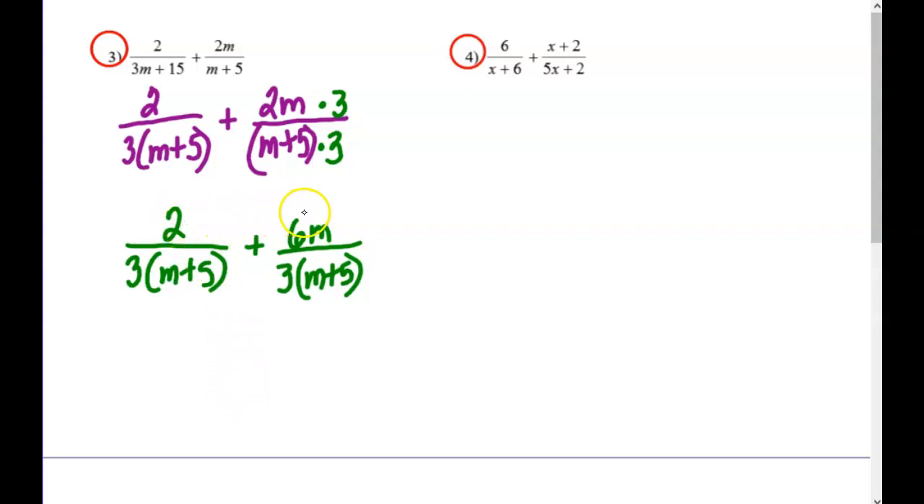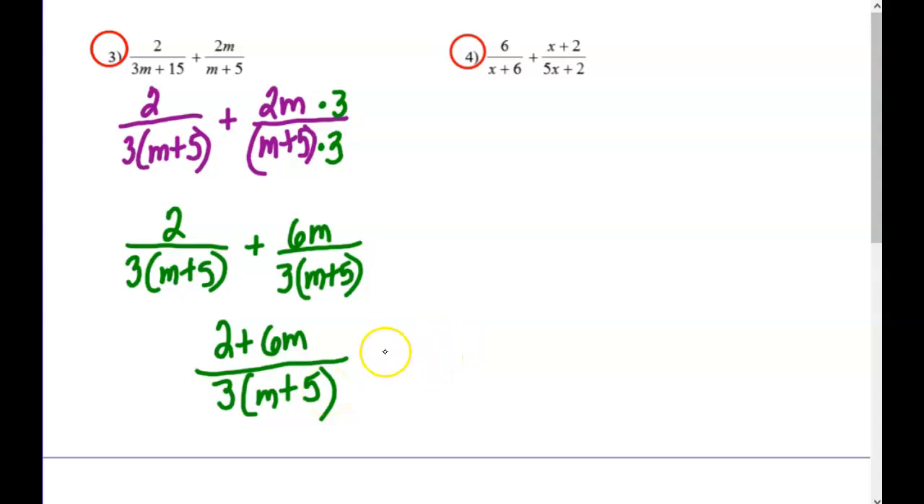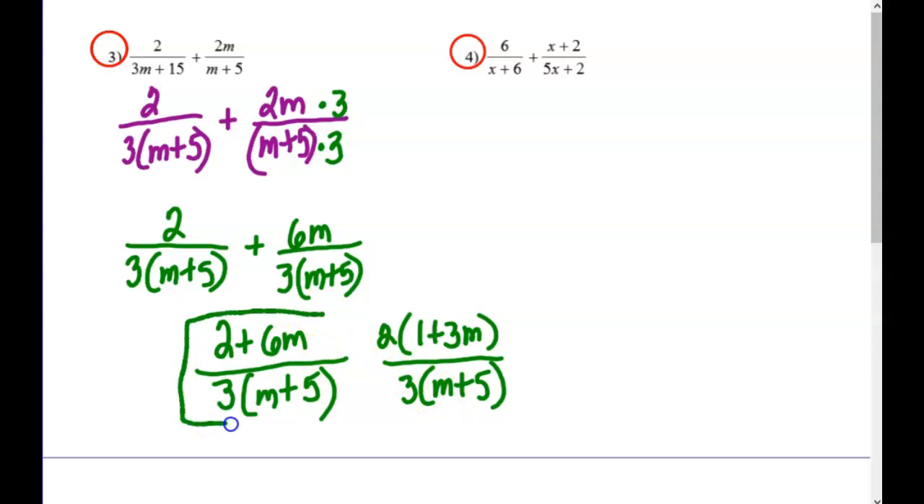Now, we can add the top. Nothing adds together, but since they have a common denominator, we get 2 plus 6m over the quantity 3m plus 5. Now, I probably as a student would have factored a 2 out of the top and said that's 1 plus 3m over 3m plus 5. But because nothing cancels or reduces, it's okay to leave this here, and I'm guessing that might be what they did. Is that what they left it? Okay.